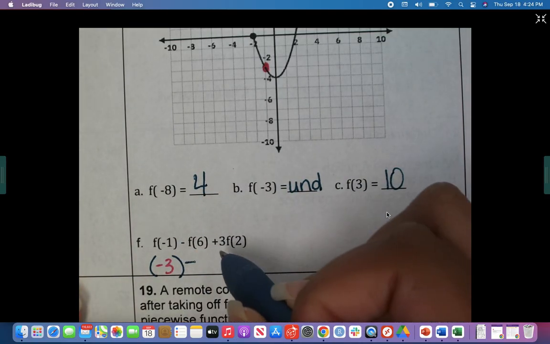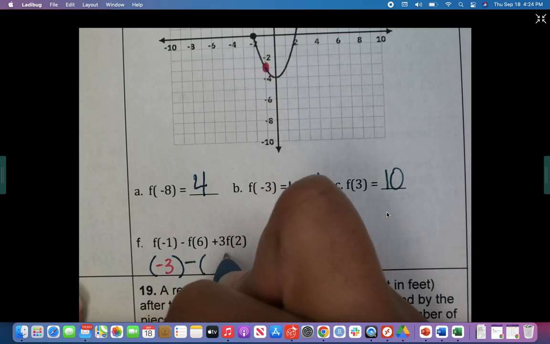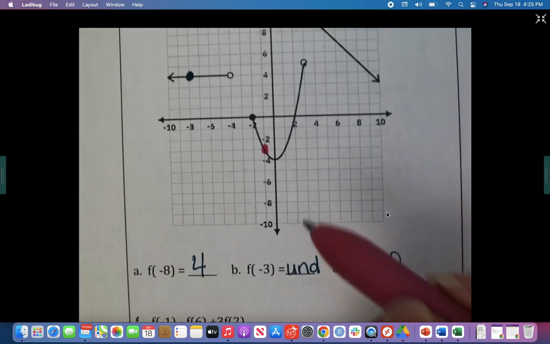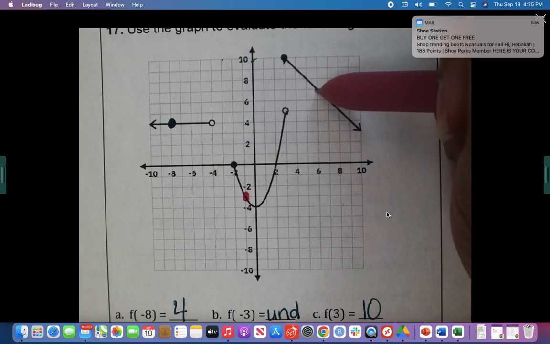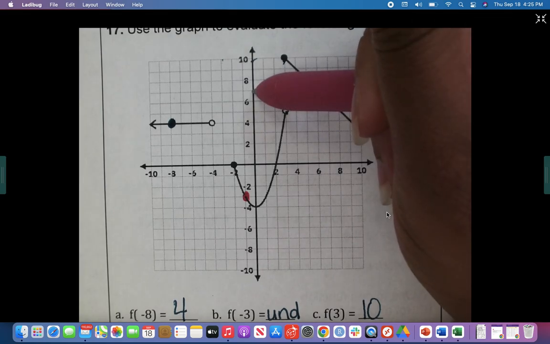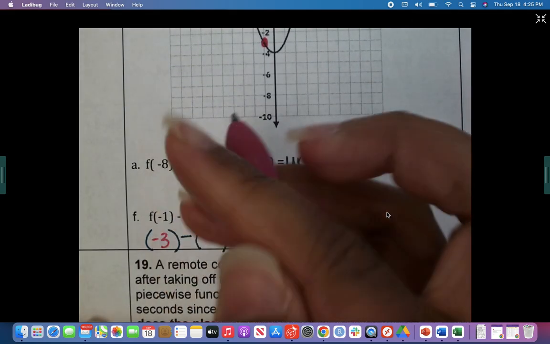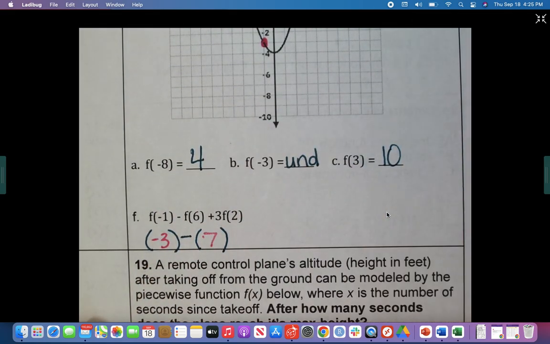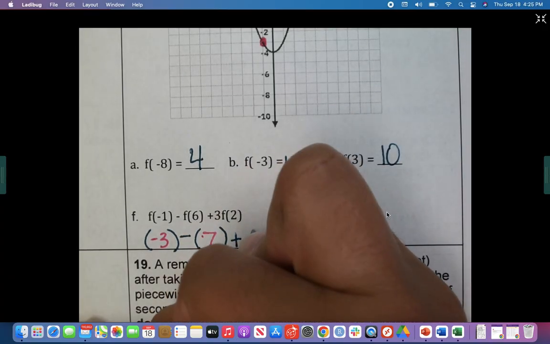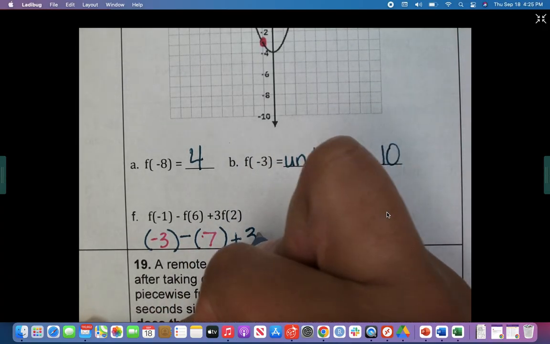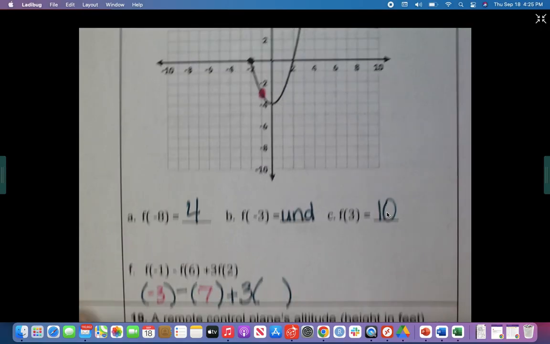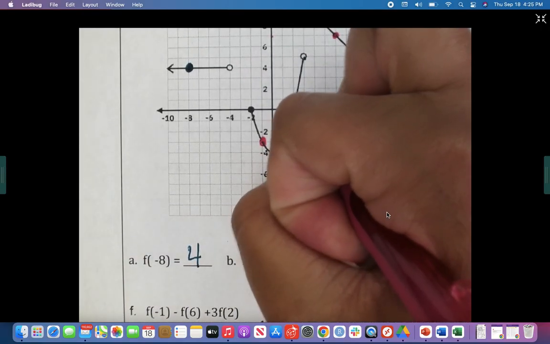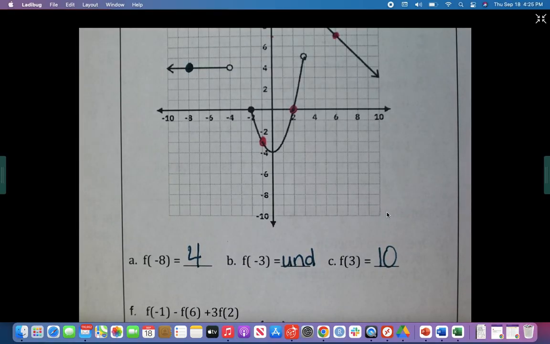Minus F of 6. So I need to figure out what that is. So F of 6. So here's 6. So that is this value. So that is 7. And then plus 3 times F of 2. All right, so now I need to find F of 2. So 2 is right here. So the Y value that goes with that would be 0.